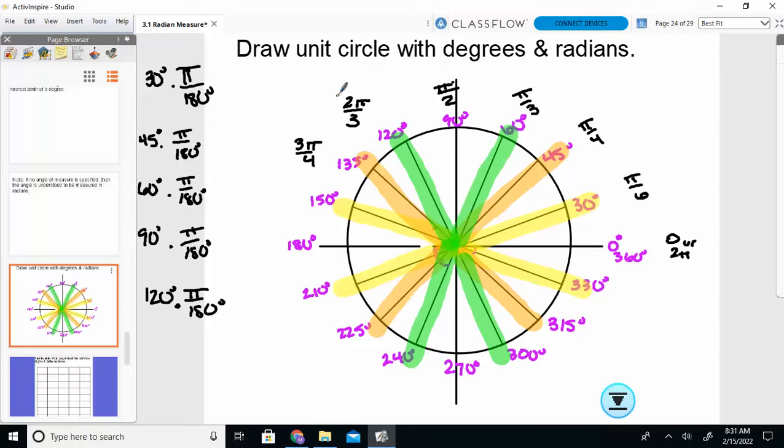So for 150, you would do 150 divided by 180. And then if you hit math number 1, it changes to fraction form. And we put our pi with it. So it's 5 pi over 6. At 180, what's 180 degrees equal to? Pi.